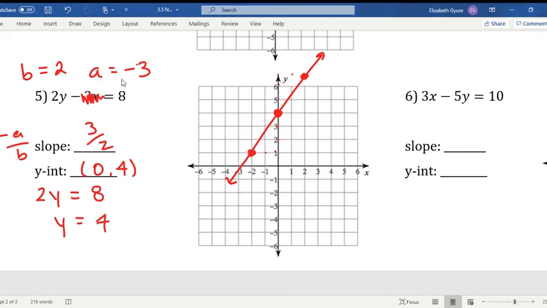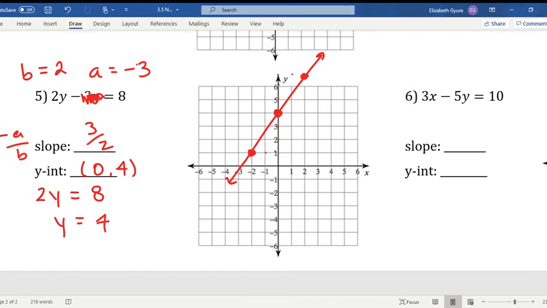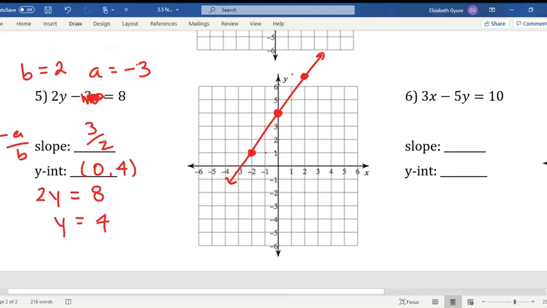Now, could you also just do your cover-up method for it? Yes, there's really no reason not to, except there's one little thing that I want to point out to you. Take a look. If I covered up y, wouldn't you have negative 3x equals 8? Is 8 divisible by negative 3? No. So is that going to work out and give you a nice coordinate point? No. So that's why I wouldn't do it like that, and I'd do it like this instead.